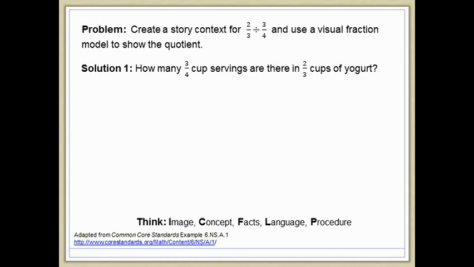When your students create these story contexts, it's important to be sure that the problem that they generate results in dividing 2/3 by 3/4 and not the other way around. In this problem, we have 2/3 cups of yogurt total, and we're dividing it into groups, each of which is 3/4 cups.